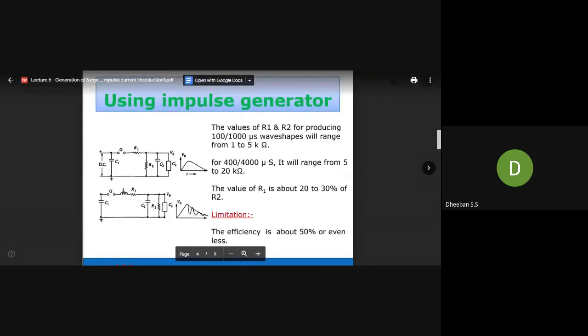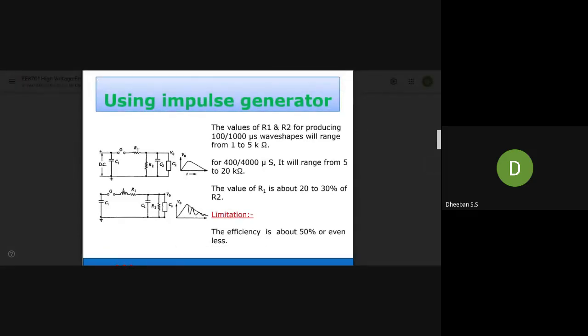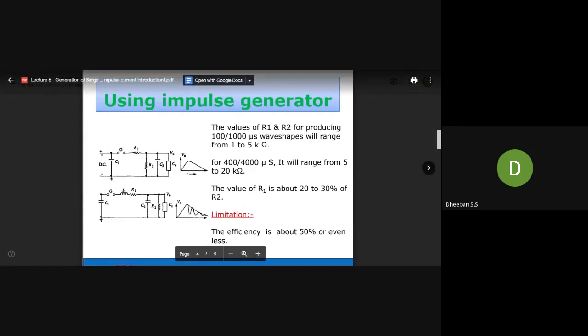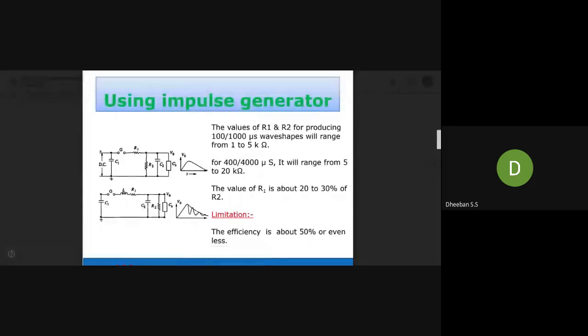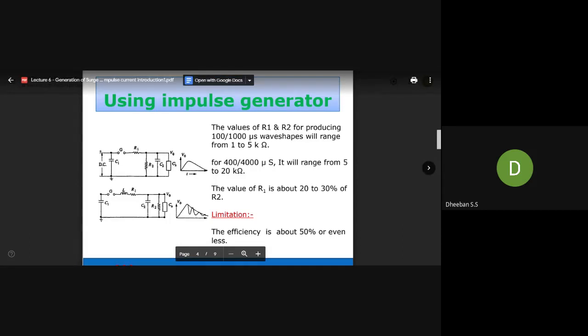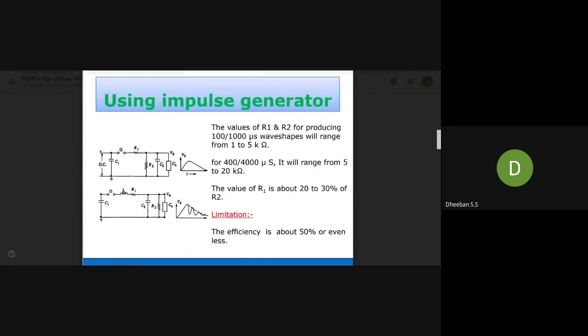It is a similar principle to what we saw in the previous lecture. Through your impulse generator RC circuit, this first diagram corresponds to the normal impulse generator wave. The second corresponds to the switching surge wave. Here they are giving the values of R1 and R2 for producing the long wave shapes, ranging from 1 to 5 kilo ohm. So here they are giving a predefined value.